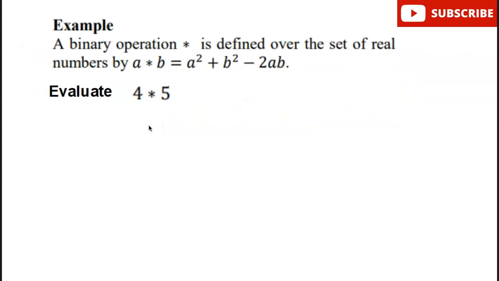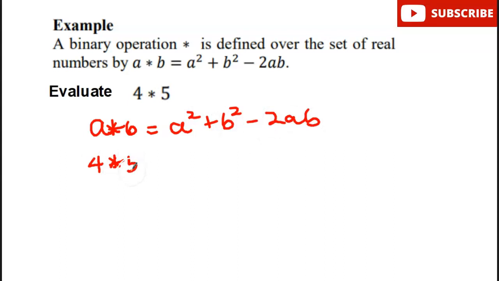A binary operation star is defined over the set of real numbers by A star B. According to this definition, if you have two elements, on the right hand side, you square the first element plus the square of the second element minus 2 times the two elements. So that is the rule given, and you need to stick to it. We are supposed to evaluate 4 star 5. So A star B is A squared plus B squared minus 2AB.